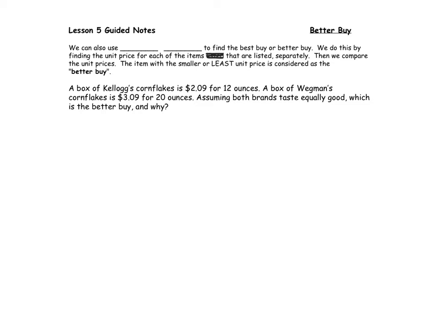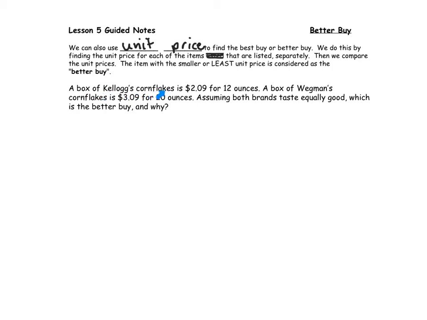So the word we're looking for, or words we're looking for, is unit price. This is what we did yesterday. We found the unit price for one item. So in the problems we're going to do today, they're going to give us similar items, but different amounts of them and being charged for different amounts of them. And we're going to figure out what is the best unit price for each one of those. So let's start by looking at our first problem.